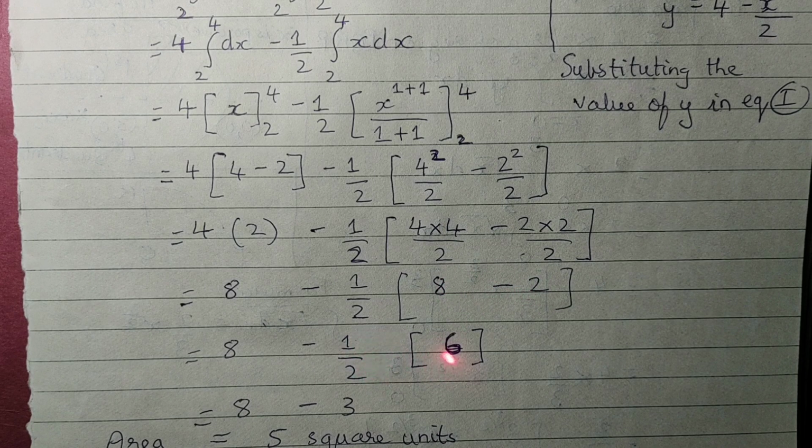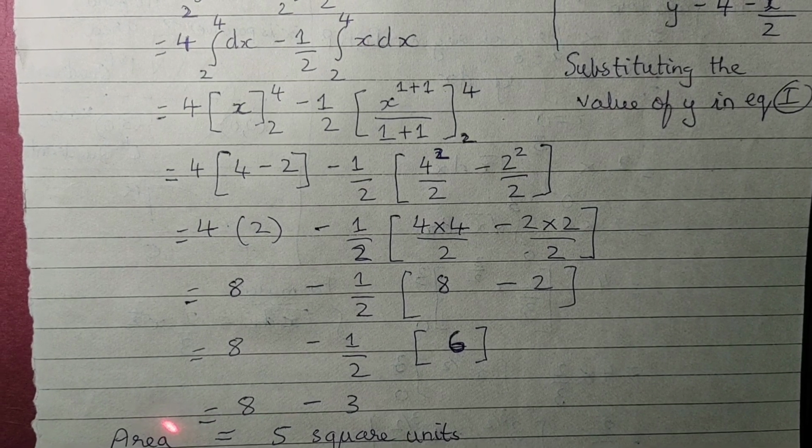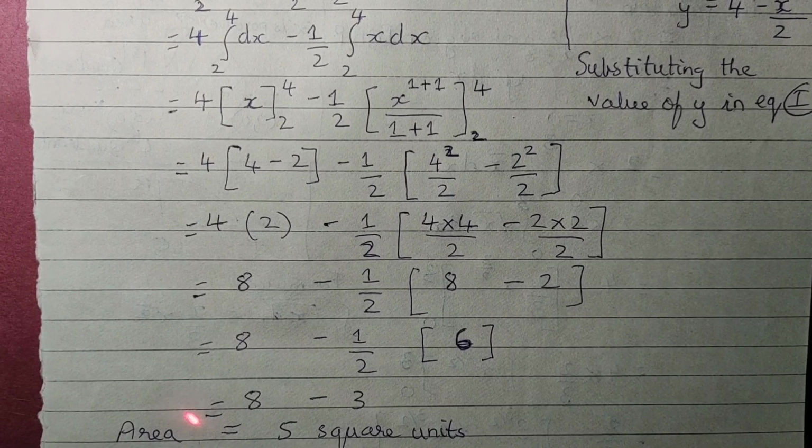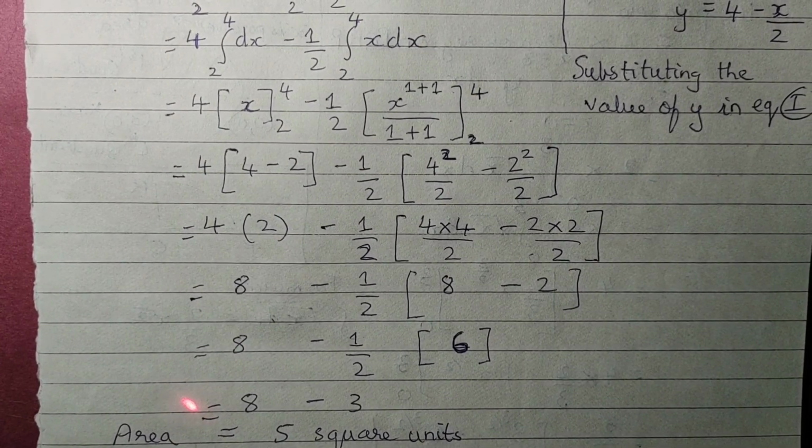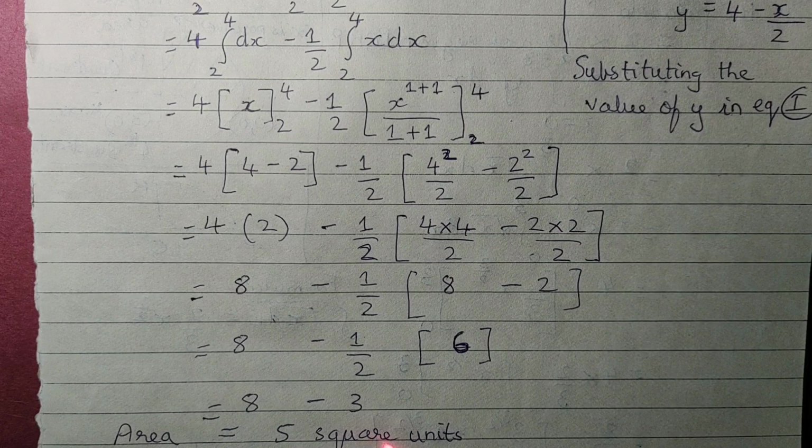So half into 6: 8 will be brought down, and 6 divided by 2 you will get 3. In this way you will be finding out the area, and the area you will get as 5 square units. Okay, so in this way you have found out the area. Area is 5 square units.